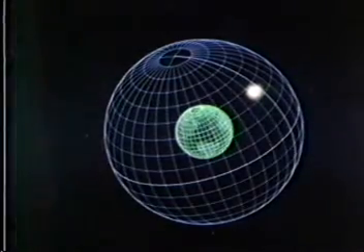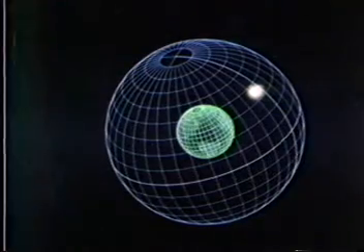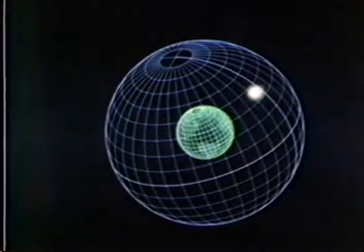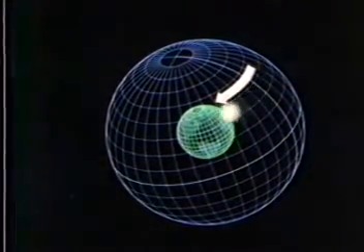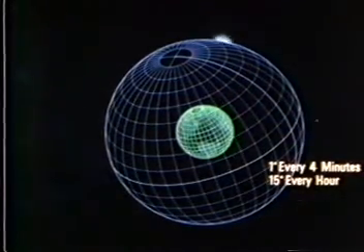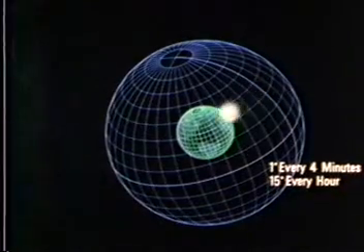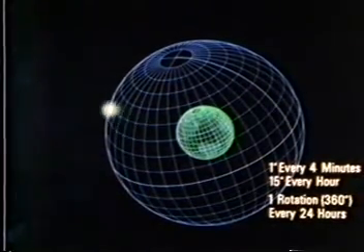Now, at this point, we must introduce the concept of apparent motion between the terrestrial and celestial spheres. Using ancient man's concept that the Earth is stationary, we imagine the celestial bodies on the celestial sphere to rotate from east to west. The rate of motion is 1 degree of arc every 4 minutes, or 15 degrees every hour, or 360 degrees every 24 hours.